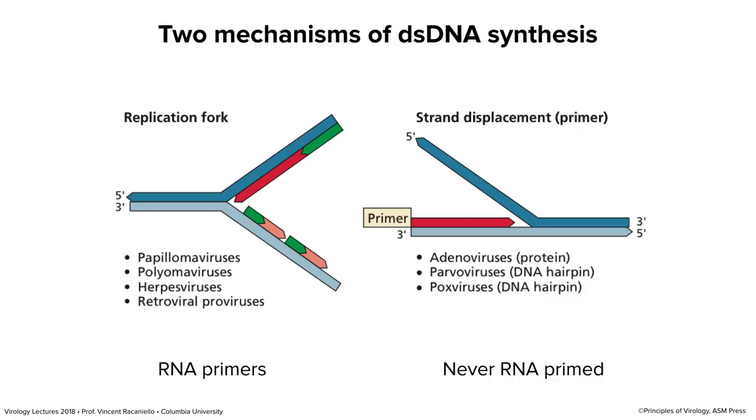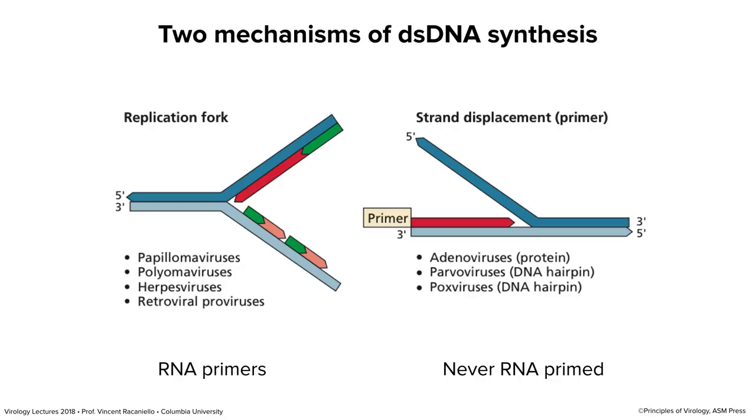And the right is a strand displacement, where you're copying the DNA on one strand only, and as the new product is made, it pushes the other strand away. That's why the displacement name comes from. And this happens with adenoviruses, parvoviruses, and poxviruses. This kind of DNA synthesis is never RNA primed. It's always got some other kind of primer, which varies according to the virus. For adenovirus, it's a protein primer. For parvo and pox, it's a DNA hairpin.